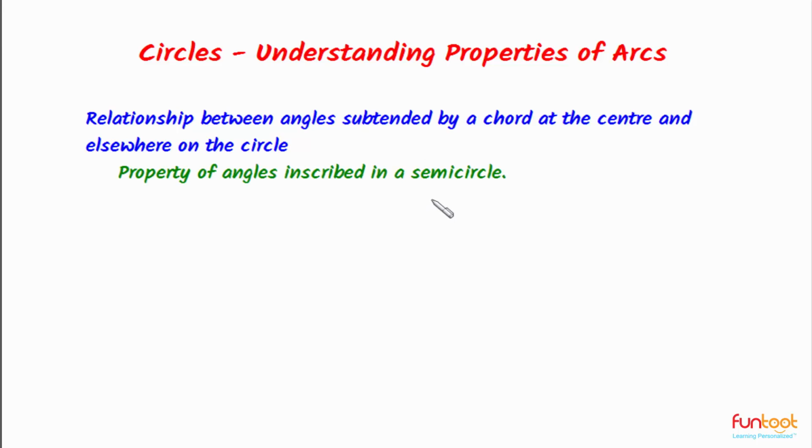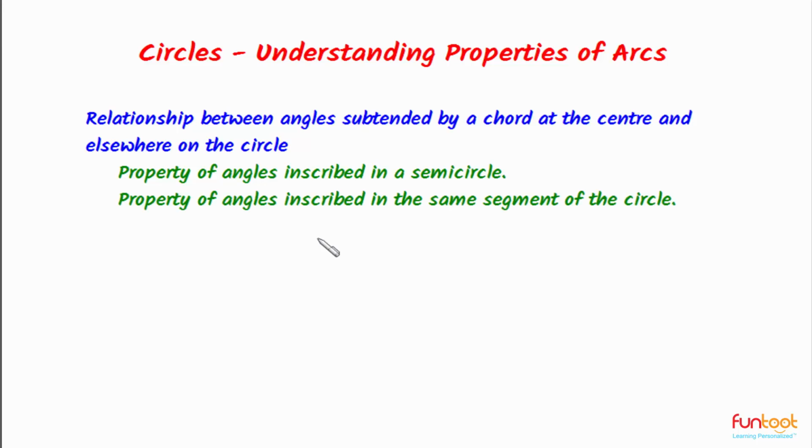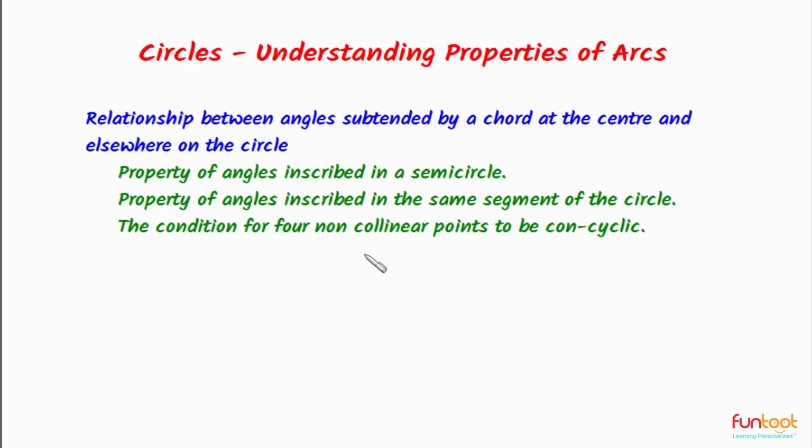property of angle inscribed in a semicircle, property of angles inscribed in the same segment of the circle, condition for four non-collinear points to be concyclic. Now let's take these properties one by one.